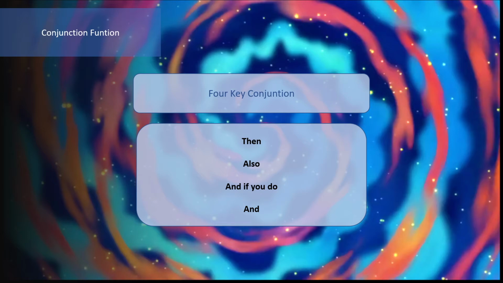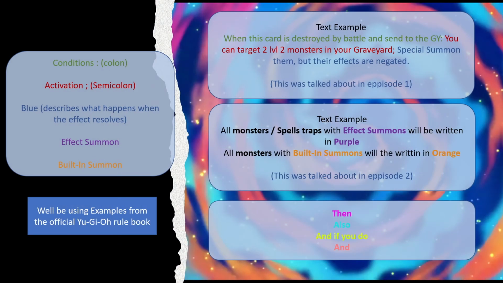So from the previous 2 episodes, we looked at the condition, activation, and then the 2 separate monster types of where you can chain, and now we move into the keywords inside of the card effects. If you haven't checked out the 2 videos, they're both linked in the description down below, and as always, we'll be using examples from the official Yu-Gi-Oh rulebook. So let's get right into it.